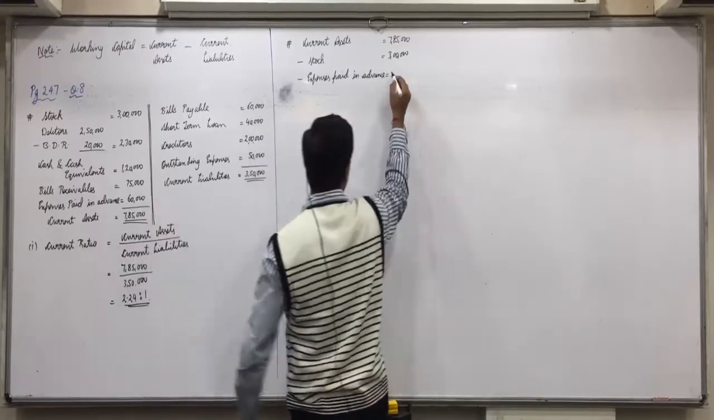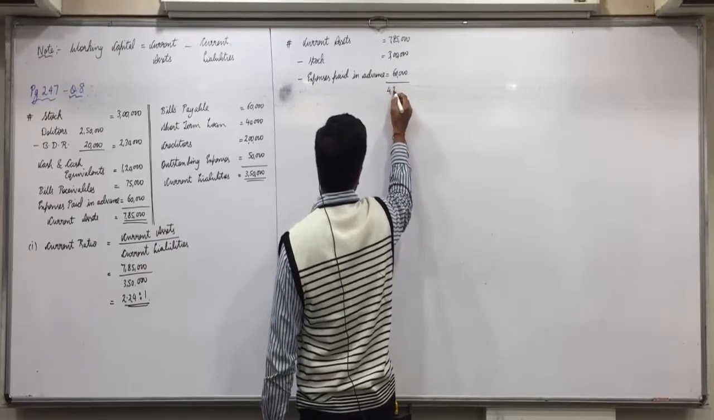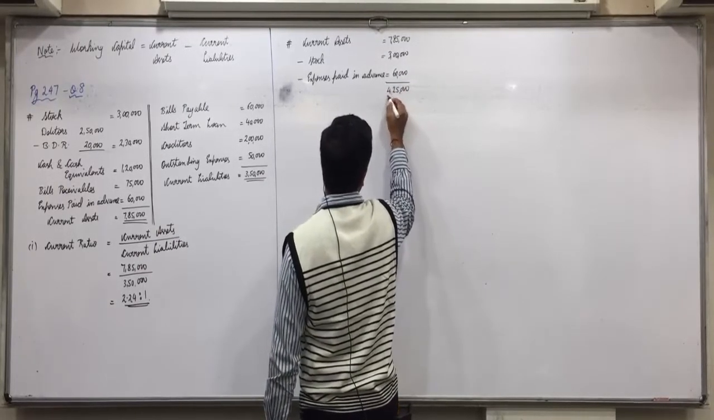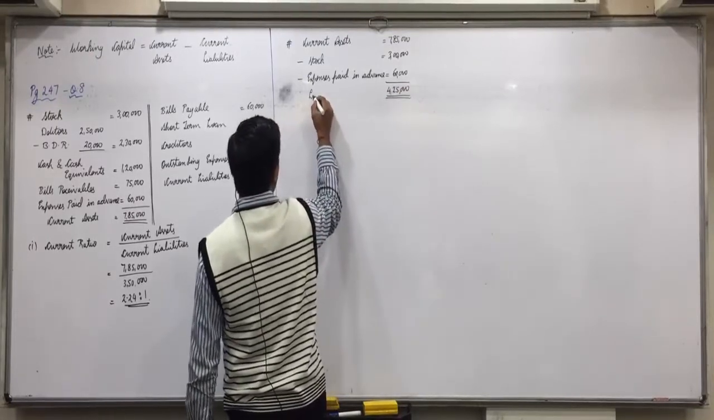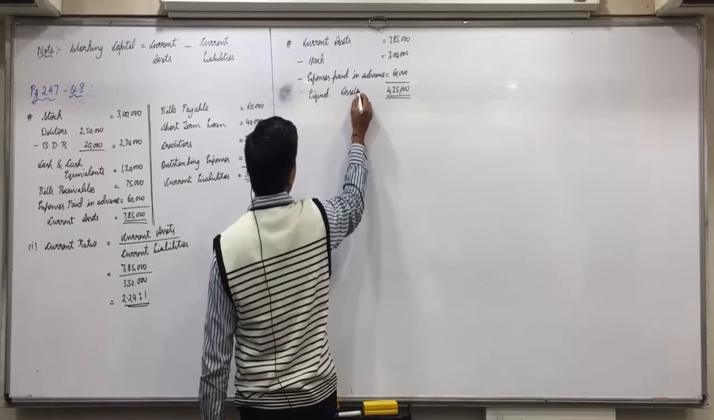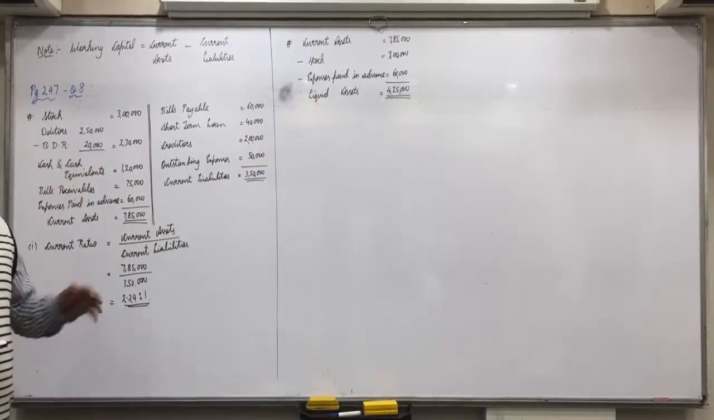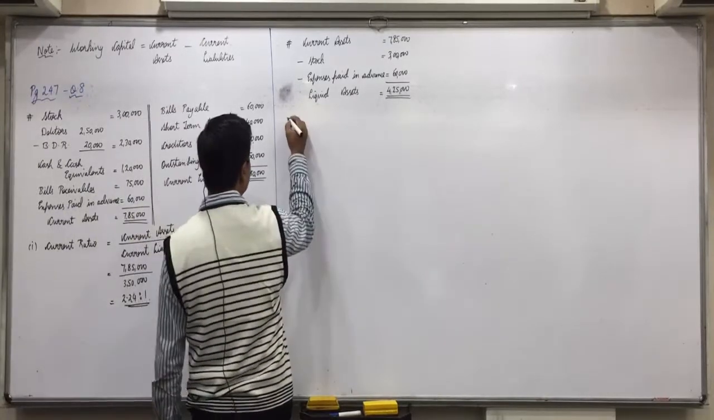That is 60,000. 4,25,000. So the remaining 4,25,000 is liquid assets. Did everyone understand this? Now we can find the liquid ratio.